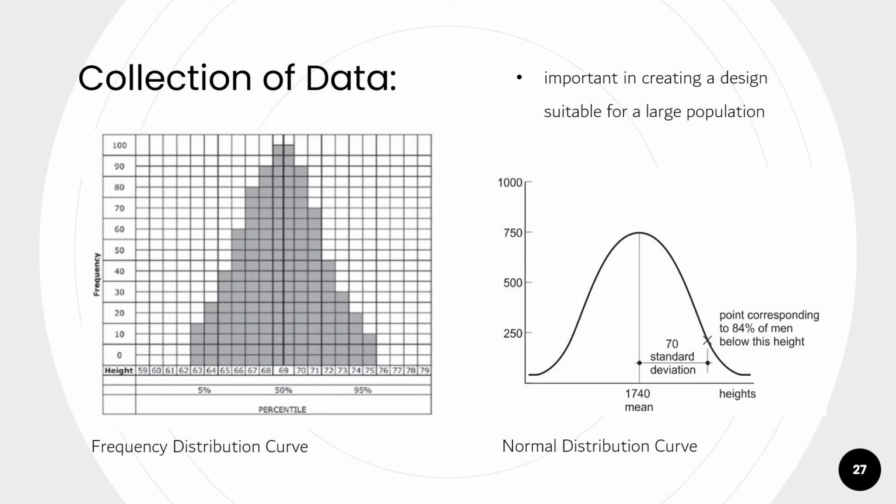The data collected is usually presented as a frequency or normal distribution curve. This graph is important in calculating a dimension suitable for a large population, as accommodating the top or bottom 5% can prove unnecessarily difficult and expensive. The detailed calculation is written in the report.